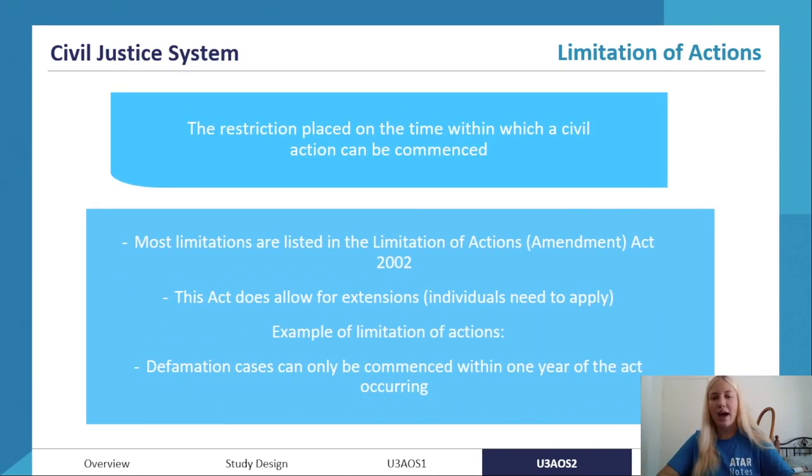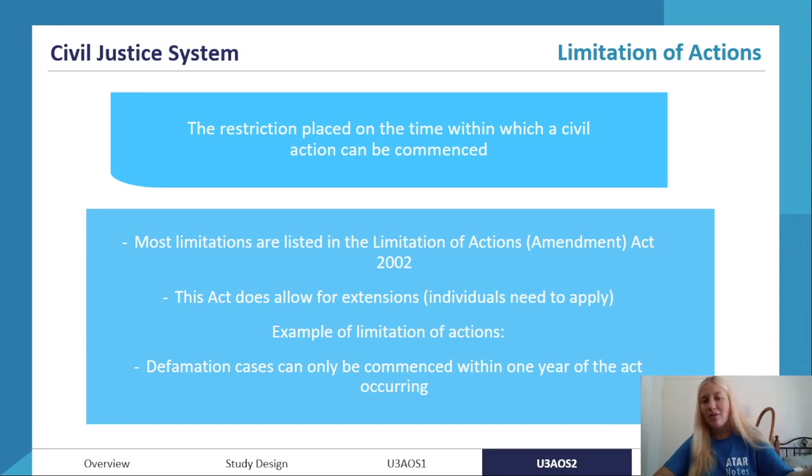Now, the limitation of actions is the restriction placed on the time within which a civil action can be commenced. Basically, we have a Limitation of Actions Act in Victoria, the Limitation of Actions Amendment Act 2002, the one that you need to know. And it states if you have suffered a certain type of civil wrong, the maximum amount of time that you can wait before you initiate a claim, or it will be invalid. It cannot go to court.